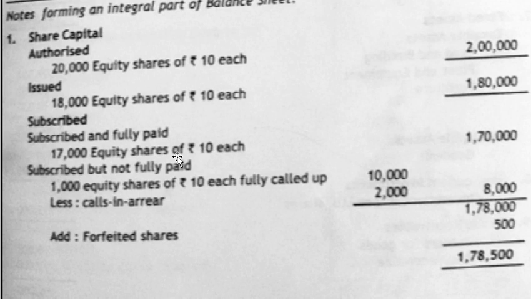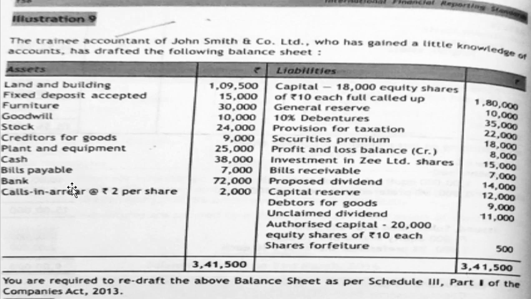So in that, do we have subscribed? Under the subscription column, we have subscribed and fully paid 17,000 equity shares of rupees 10 each. So how did we get 17,000 equity shares of rupees 10 each? Authorized is 20,000, issued is 18,000. Out of issued 18,000, as per the question, it is stated that the shares have calls in arrears at rupees 2 per share, of 2,000 rupees.